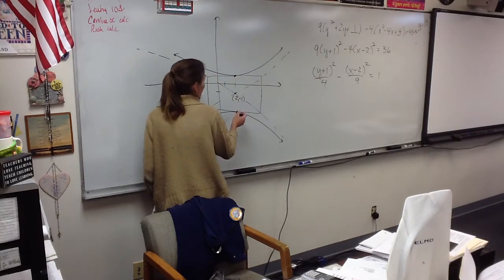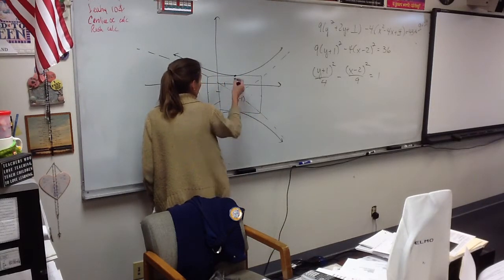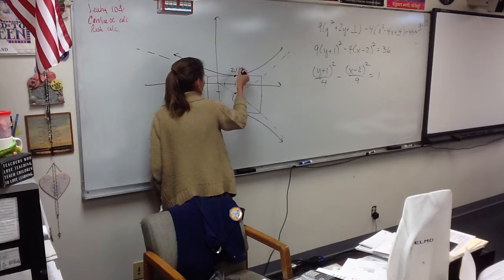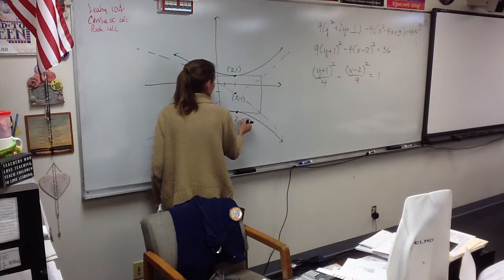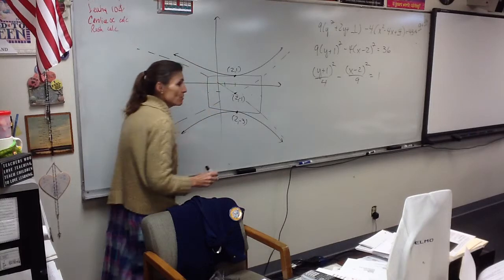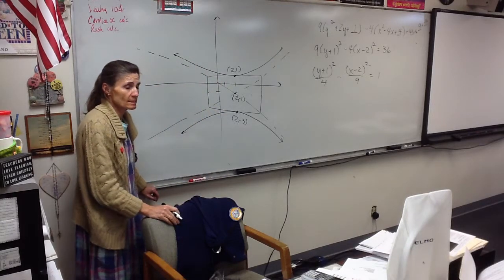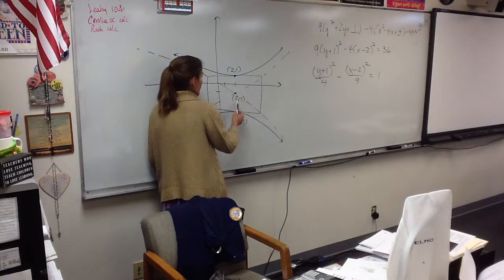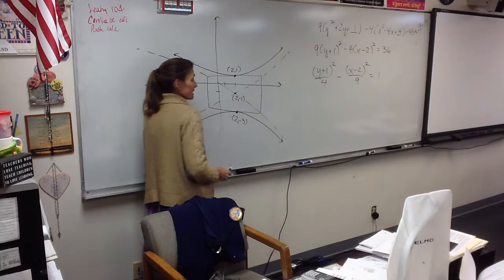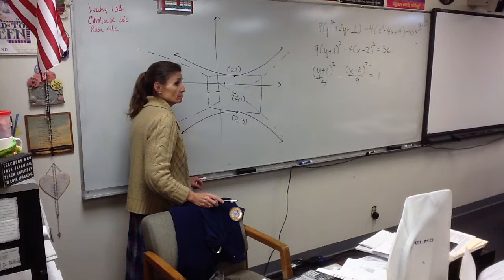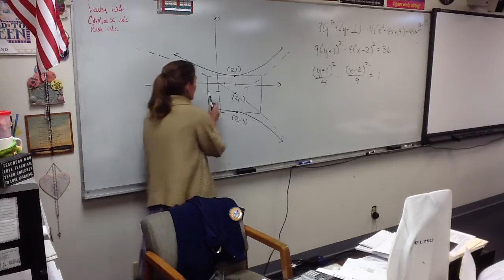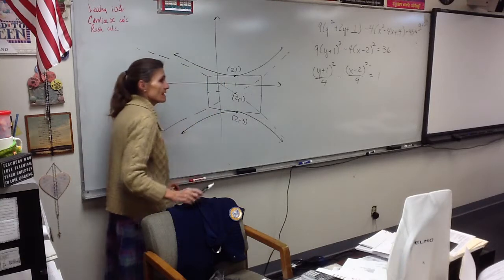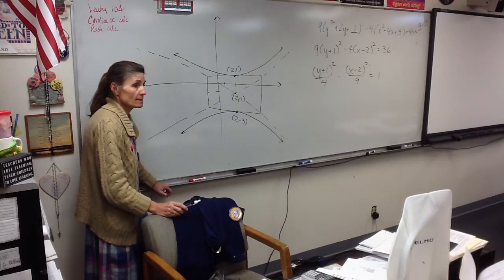So these points right here become my vertices. And remember, you got those points by moving up and down 2. So this would be the point 2, 1, and this would be the point 2, -3. Those are your vertices. This is your transverse axis, and it is 4 units long. This is your conjugate axis, and it is 6 units long.